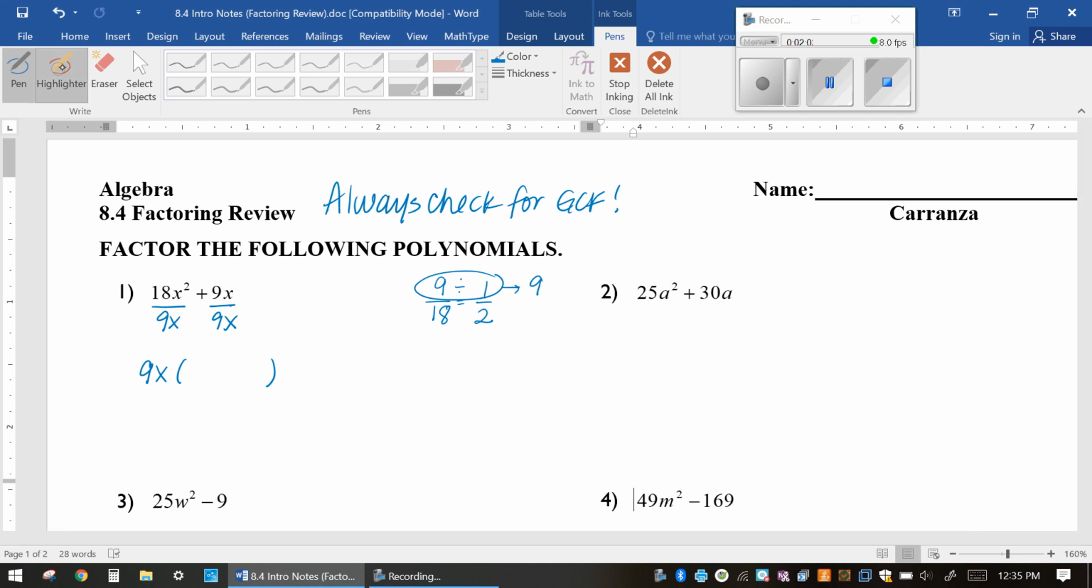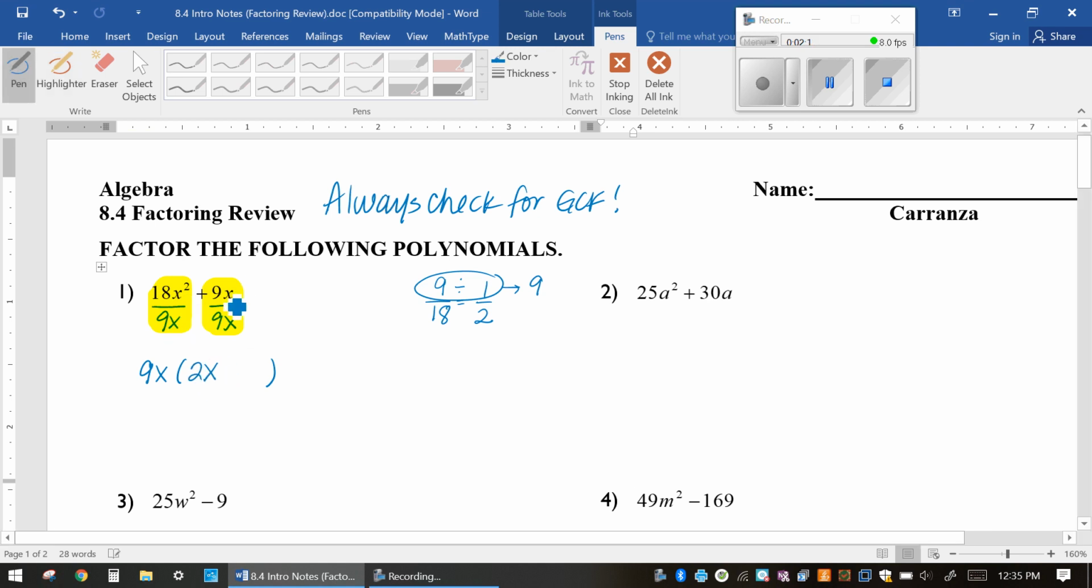Divide each piece of the binomial. So 18x squared divided by 9x becomes 2x. And then any number divided by itself, so like 9x divided by 9x becomes 1. Check the binomial that's left inside the parentheses. Is it a difference of squares? No, it's got addition. If it had been a difference of squares, we could have kept going. But for now, that's all we can do.